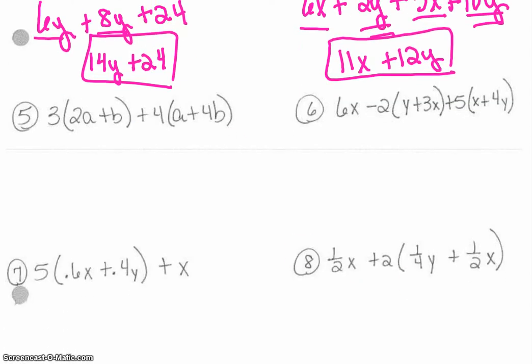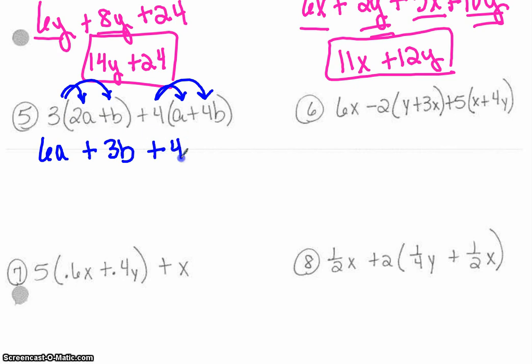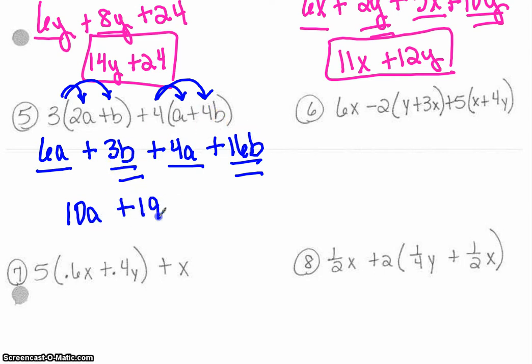Number 5, you're going to distribute two things. You're going to distribute your 3 to the first set, and you're going to distribute 4 to the second set. So 3 times 2a is 6a, plus 3 times b is 3b, plus 4 times a is 4a, plus 4 times 4b is 16b. So combine your a's and combine your b's. 6a plus 4a gives you 10a, 3b plus 16b gives you plus 19b.